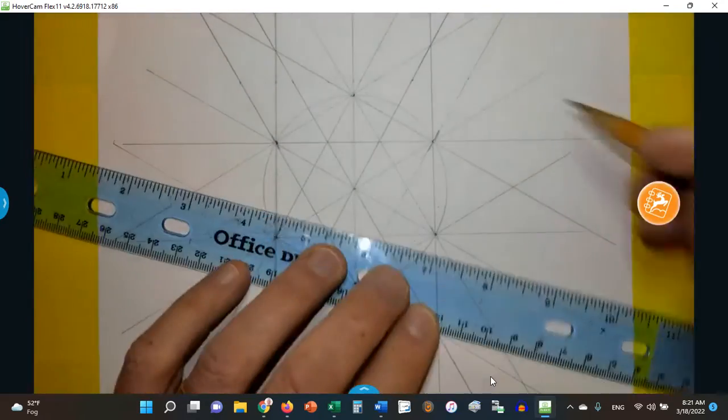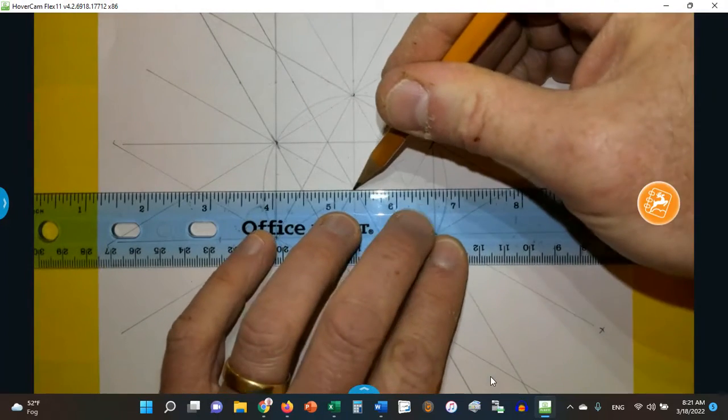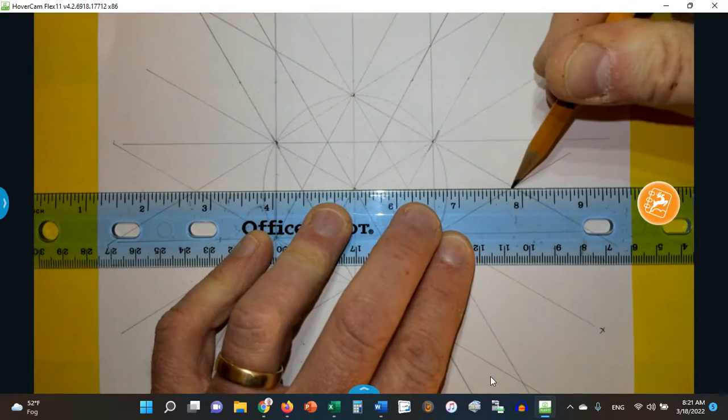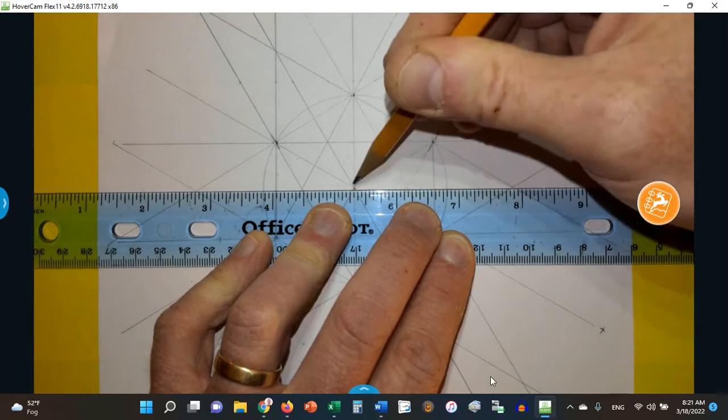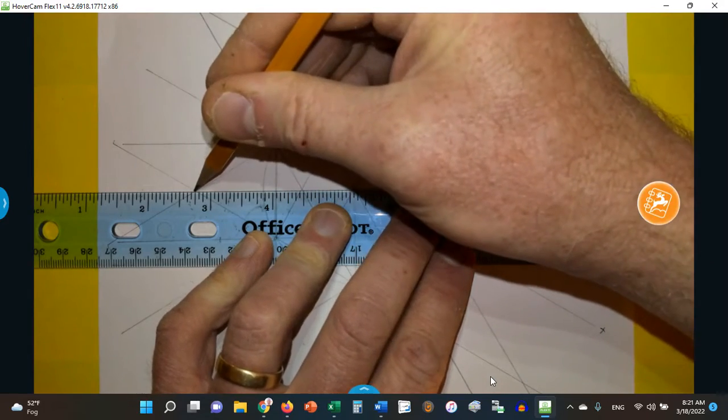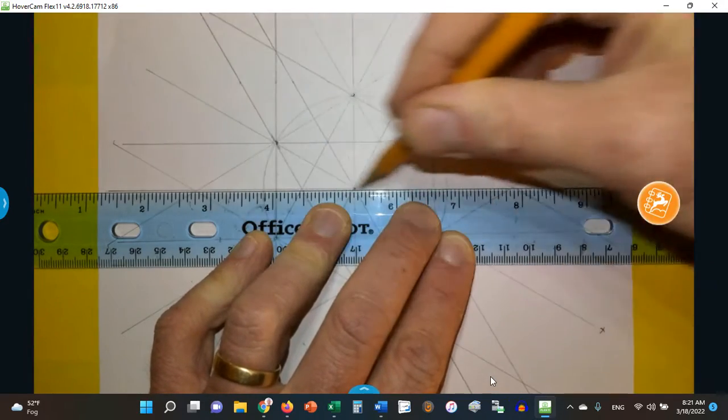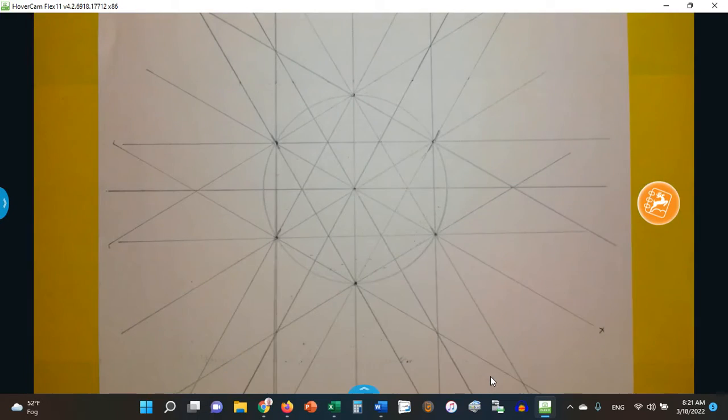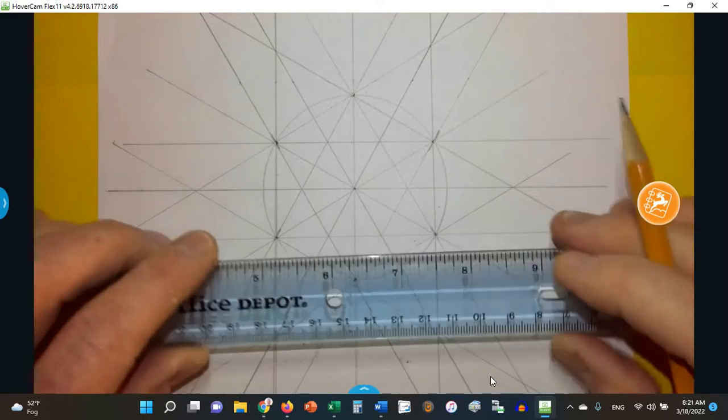Now I'm going to make another one that's going to be horizontal. So center of the circle, point, point, point, point. That's pretty good. And there we go. All right. So now what we want to do is make a bigger hexagon around the outside.